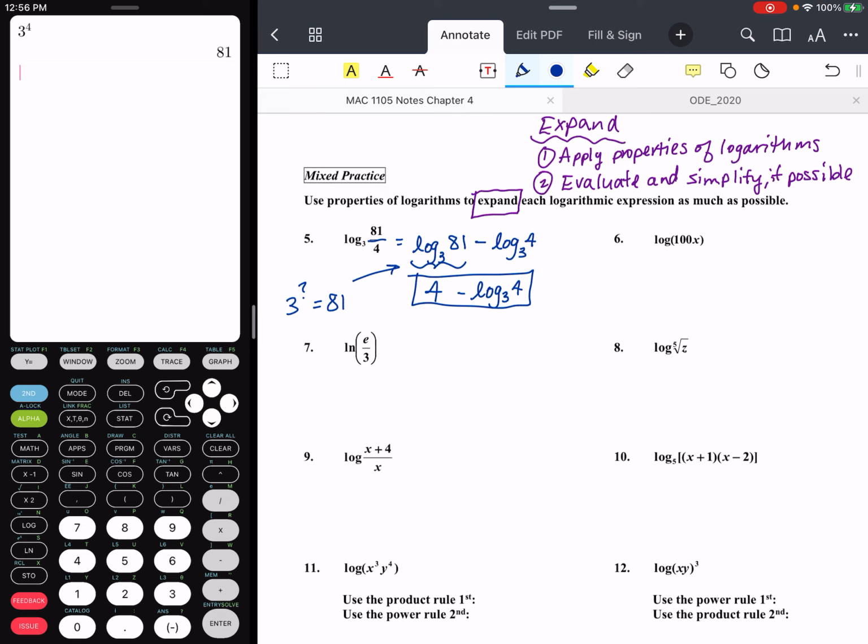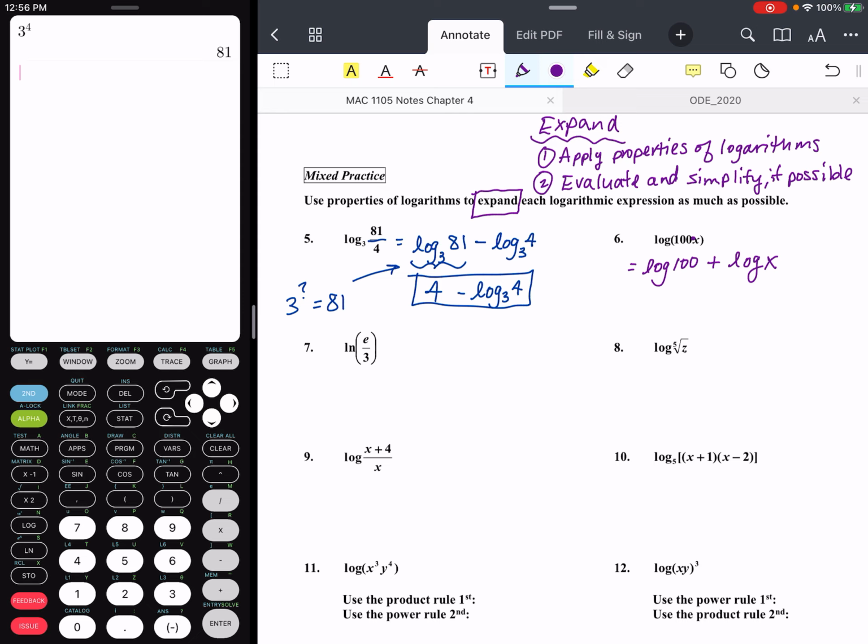Number 6, common log, so log base 10 of 100 times x. In there we've got a product, right? So we're going to use the product rule. So we've got log of 100 plus log of x. I'm splitting one log into 2 logs.